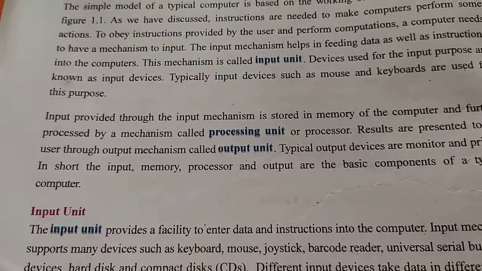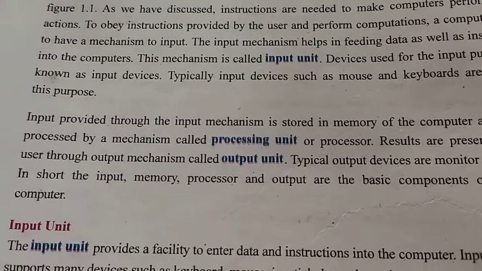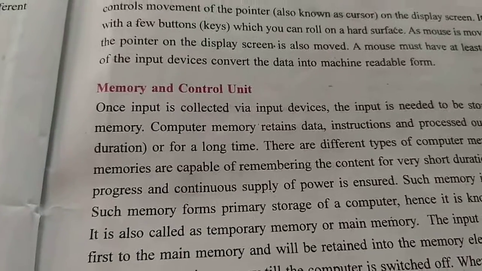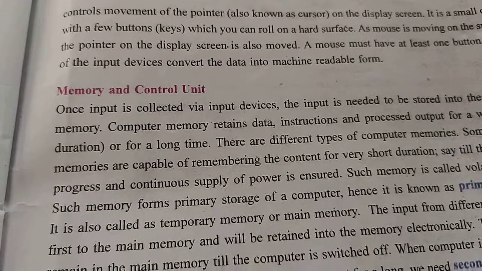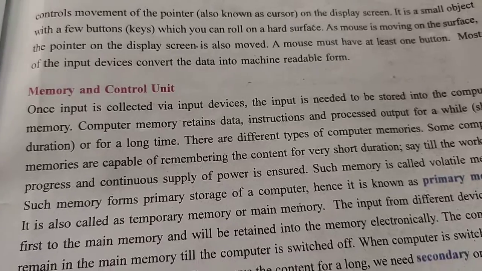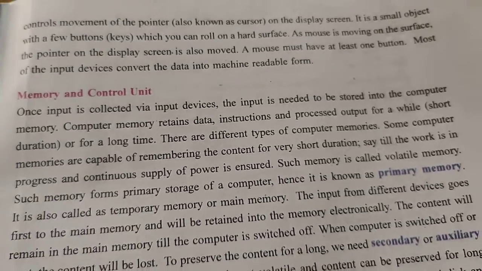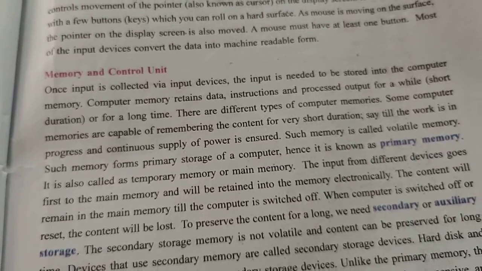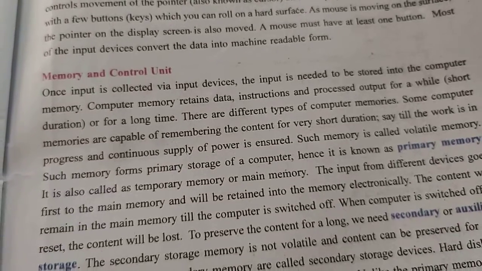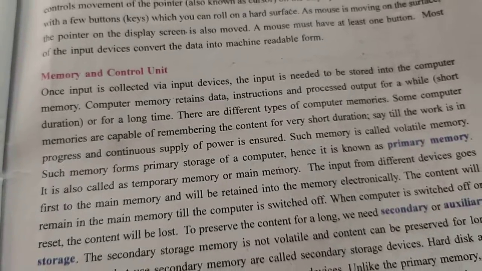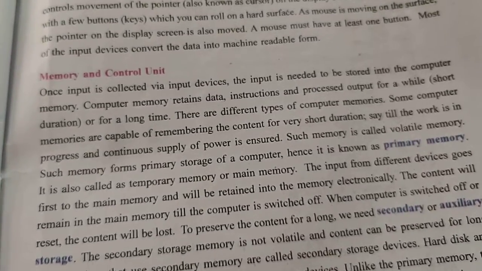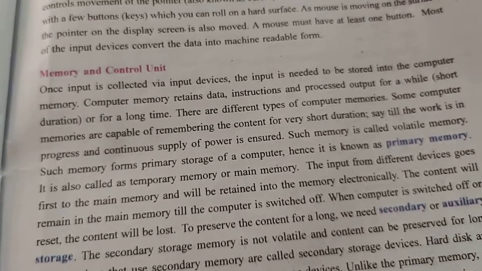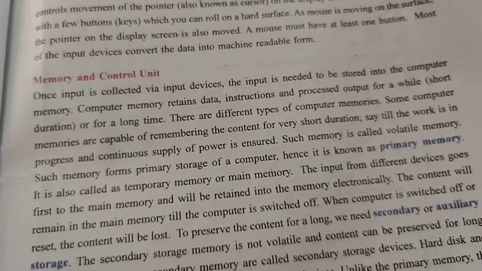Then it comes to the processing unit. The processing unit is mainly a memory and control unit. Once input is collected via the input device, the input needs to be stored in the computer memory. Computer memory retains data, instructions and processed output for a while or for a long time. There are different types of computer memories, such as RAM and ROM. RAM is primary memory, and ROM is secondary memory.